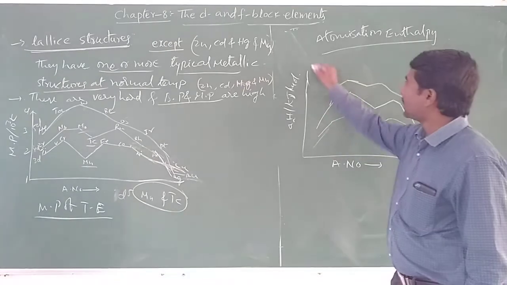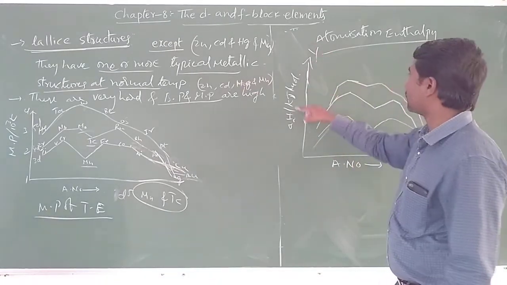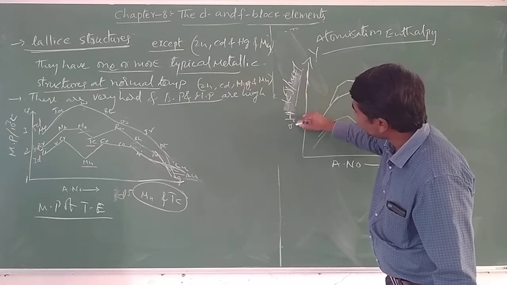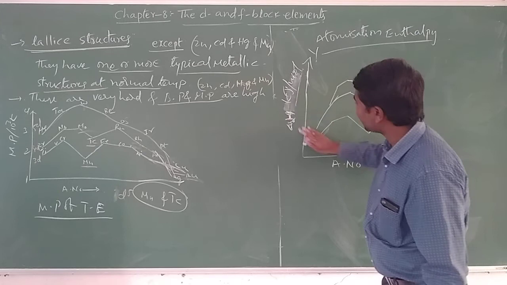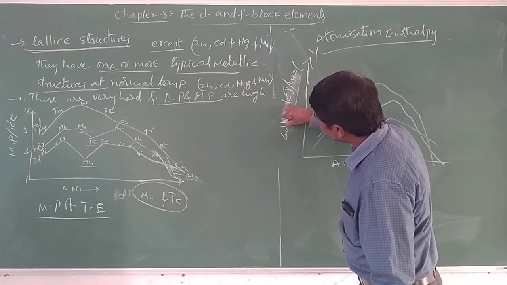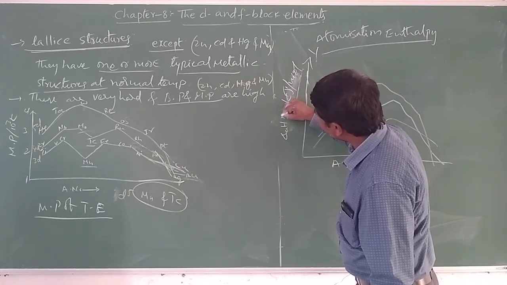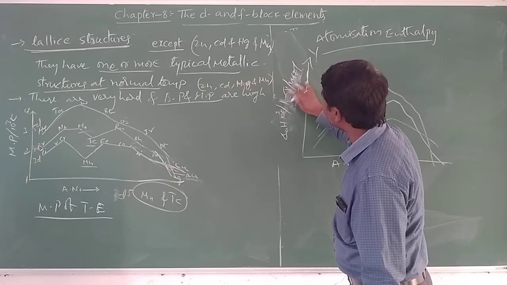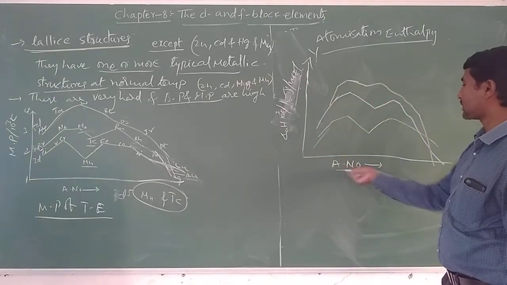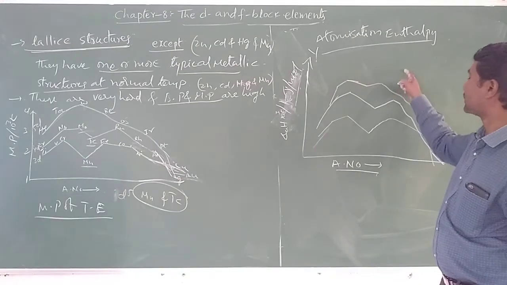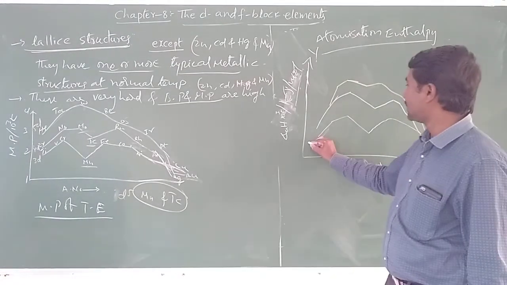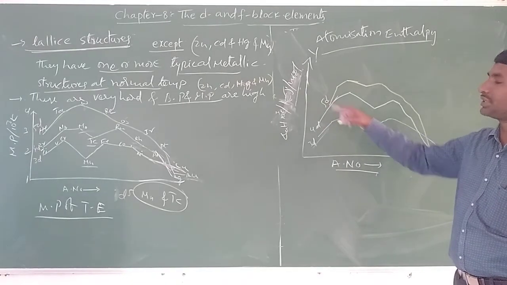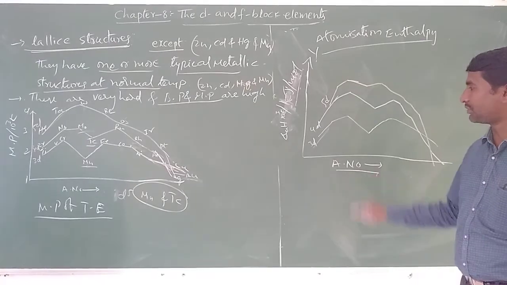On the y-axis, the atomization enthalpy, delta A H, is in kilojoules per mole, and this is the atomic number. Here we see the 3d series, the 4d series and the 5d series. The 4d and 5d series have high atomization enthalpies compared to the 3d series.